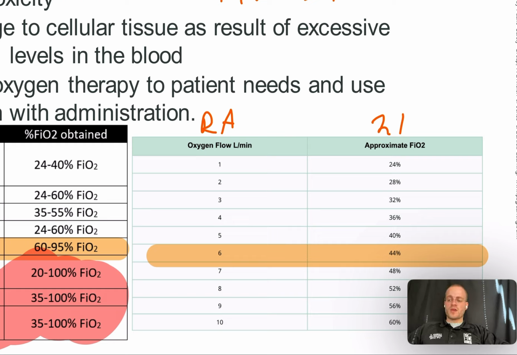So how is it tested? You apply a nasal cannula at 4 liters per minute. What's the FiO2? Okay, 4 liters is 36%. Simple math.